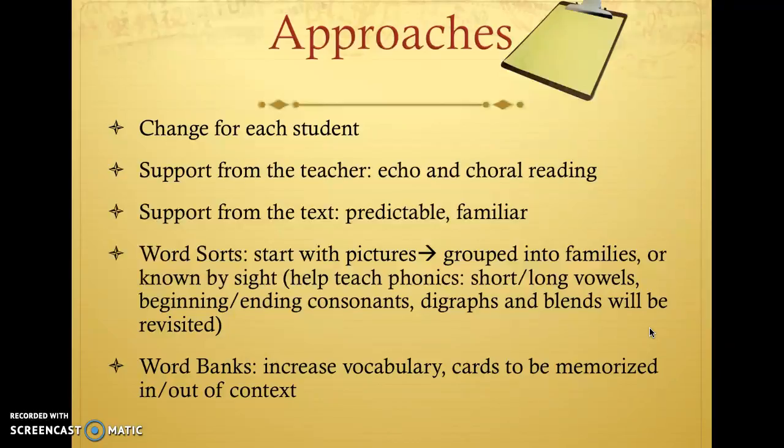So you need to do different things for each student. From the teacher's perspective, you could do things like echo and choral reading. Texts that are supportive for these readers are both predictable and familiar. So you can do word sorts, and we're going to talk about why and how we would do word sorts in another video. And you could also have word banks, so the banks could be individual for each child.